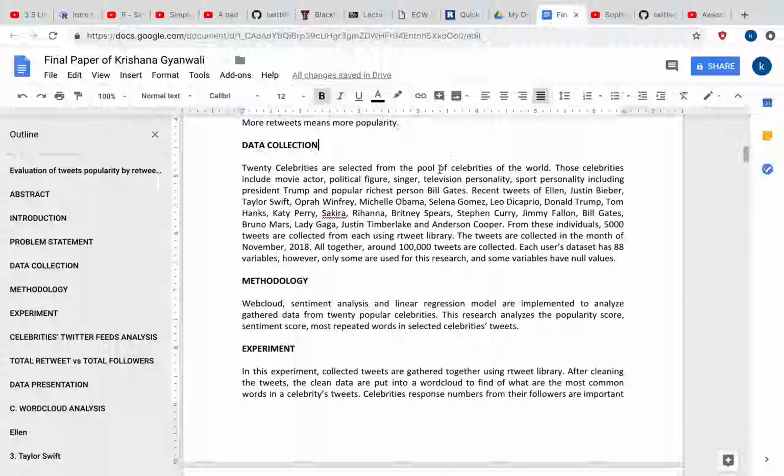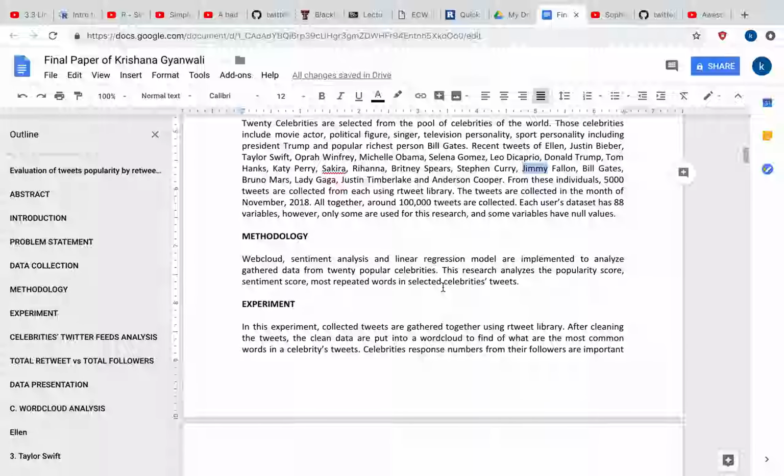And then I selected 20 celebrities, including Bill Gates, a TV personality who is a popular CNN reporter, Anderson Cooper, and also some comedy personalities like Jimmy Fallon and Ellen, Britney Spears, Shakira. This data was collected in the month of November, which is recent data, and I collected 100,000 tweets. The tweets had 88 variables, but I took only two variables, the total retweet count and the total followers.